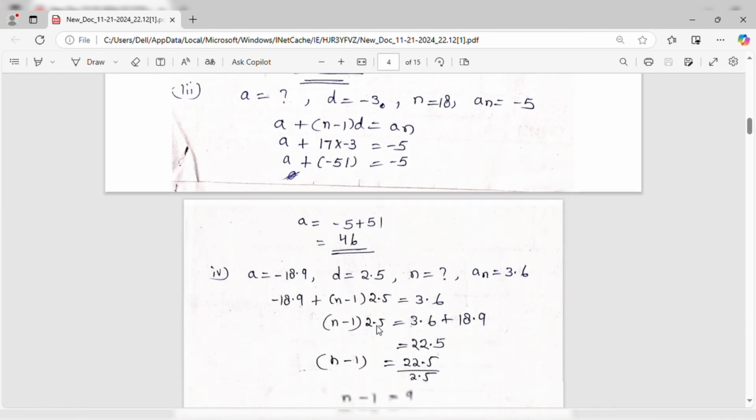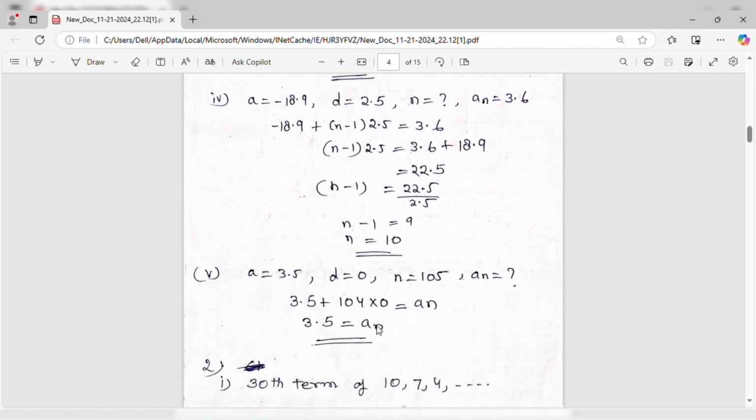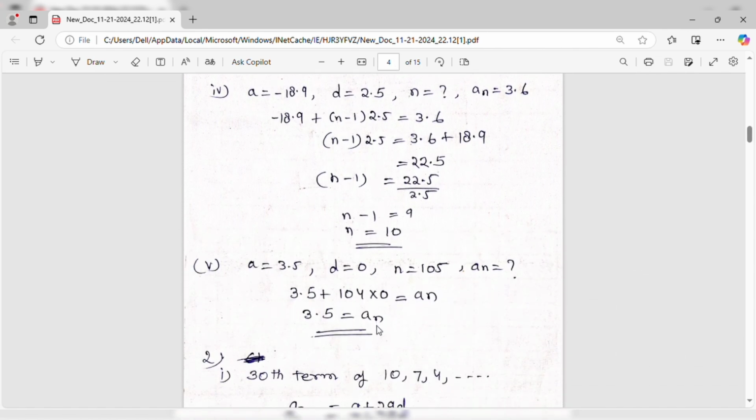In the third part we are asked to find A. D, N and AN are given. So after substituting the values of all the given quantities in the equation A plus N minus 1 into D equal AN, we will get the value of A which is 46. Similarly in the fourth and fifth part also you can see we can use the same formula for getting the required variable, whichever is asked, N or AN.